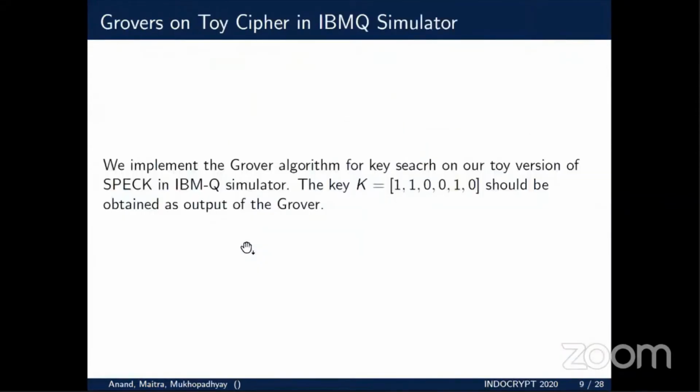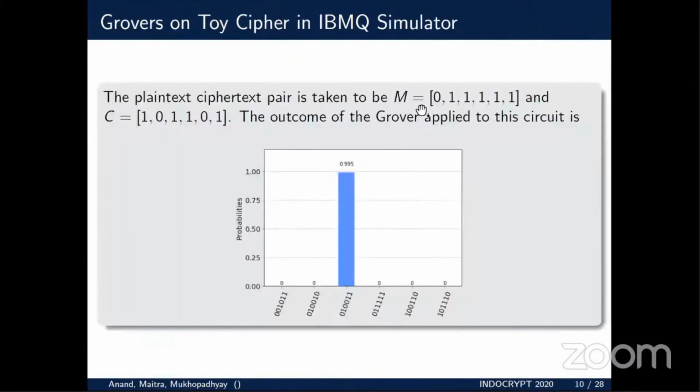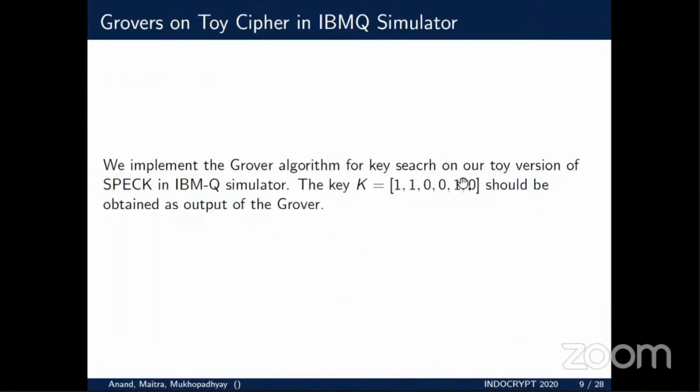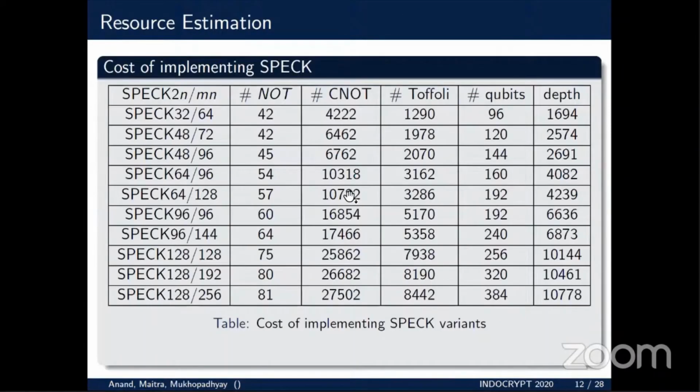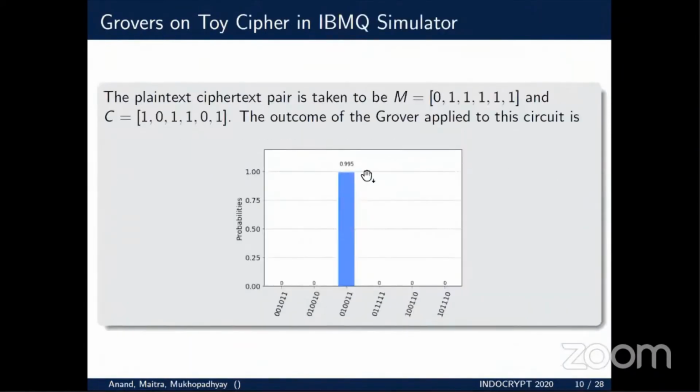Now we implement Grover's on that toy cipher which we had discussed before. For the plaintext m equal to 011, the outcome of the application should be 110010, as I had said here. And this is what we had obtained here with a very high probability. So here actually this gives a better probability in SPECK when compared to Simon, which we had in a previous paper.